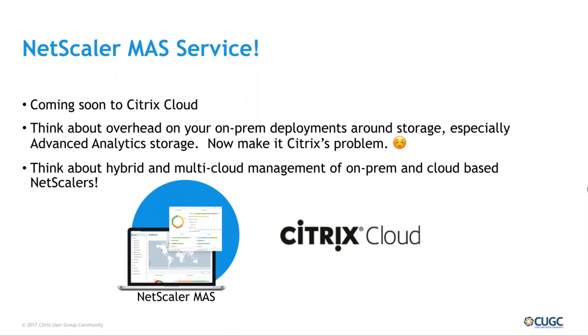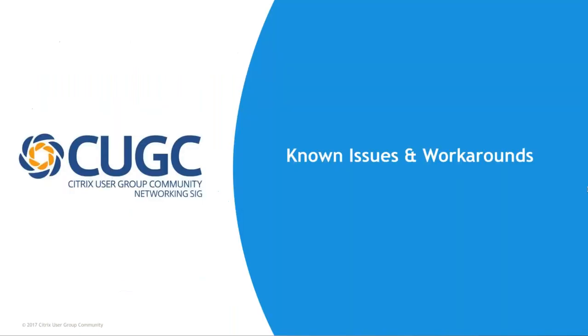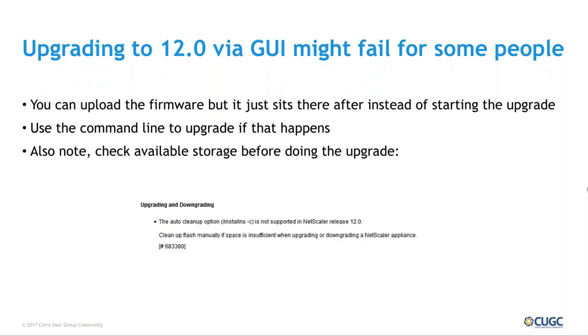There's not a whole lot of information on the MAS service yet. I have a lot of questions around it personally. Think about right now, today, with AppFlow data and NetScaler, there are latency considerations between where your NetScaler sits and where the MAS appliance sits. So I'm really curious to see how this MAS service is going to come out. I'm really looking forward to some additional information and documentation on this when it is available. But it is something to just keep in mind, that this is going to be coming soon. Next slide.